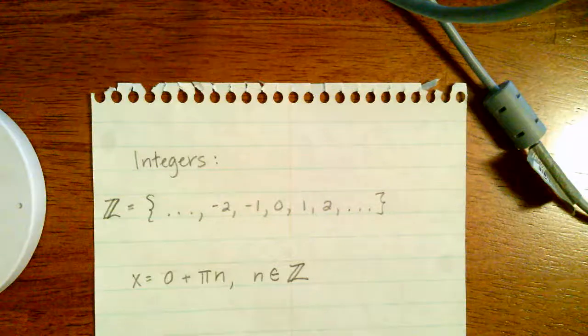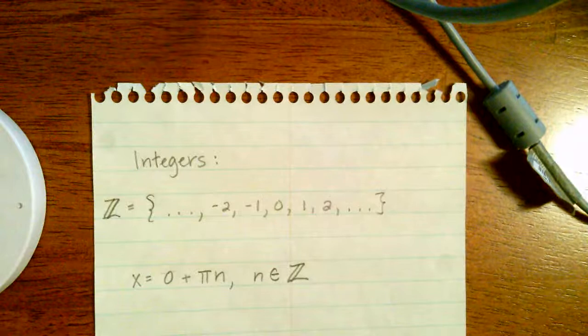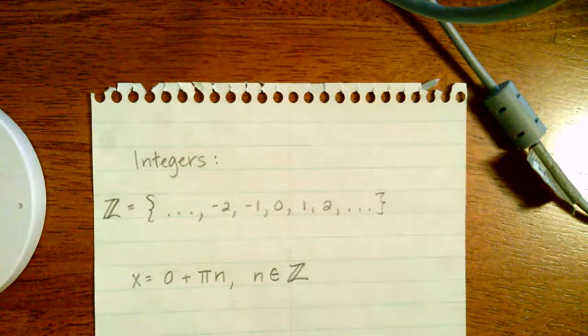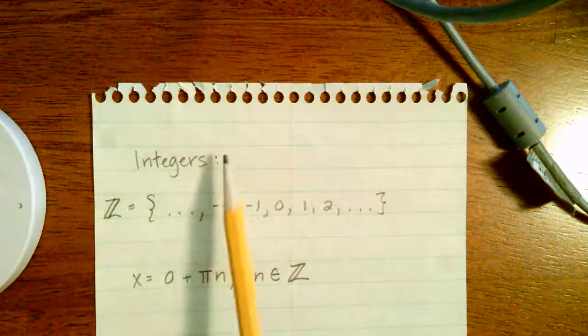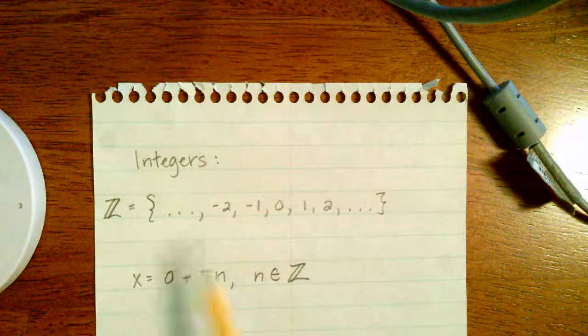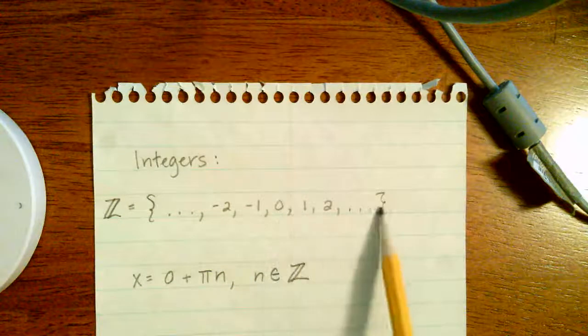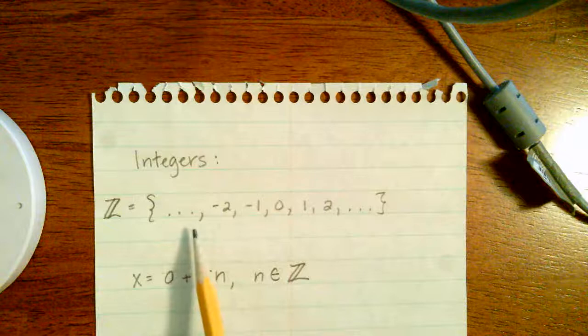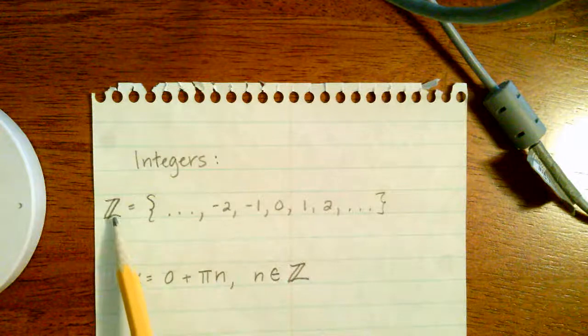We are going to start using some new notation over the next couple of days, and I just wanted you to be comfortable with it. The first thing we're going to talk about, sort of as a review, is integers. Integers is the set of the whole numbers and their negatives. This is the symbol for integers.